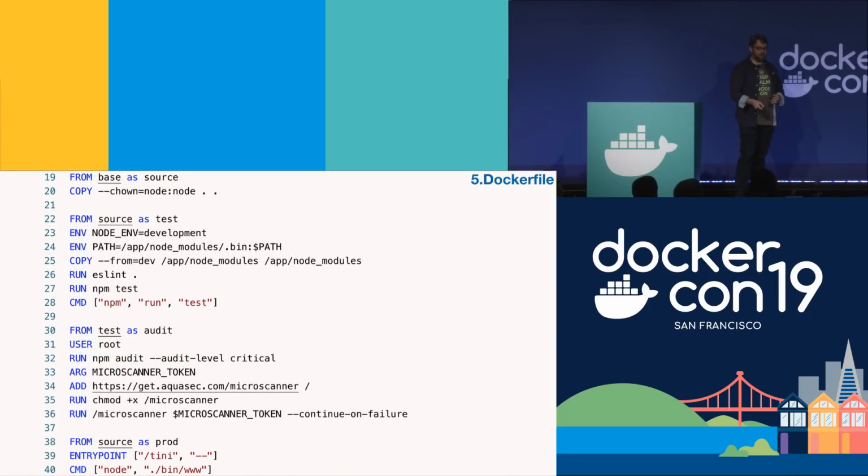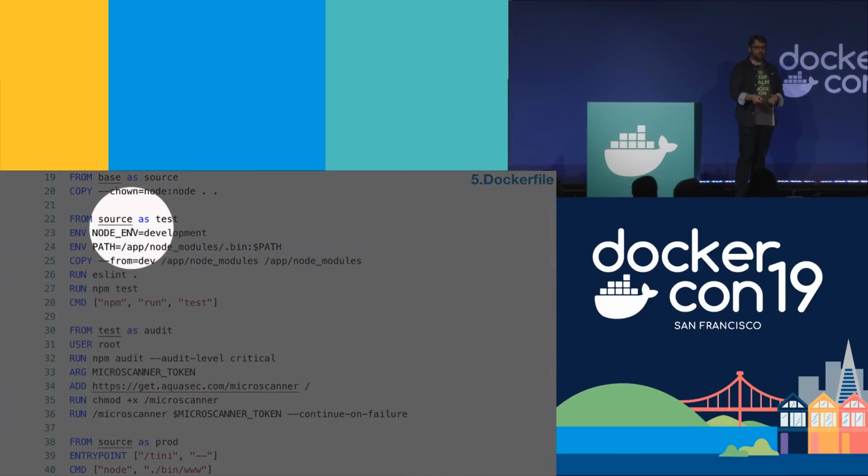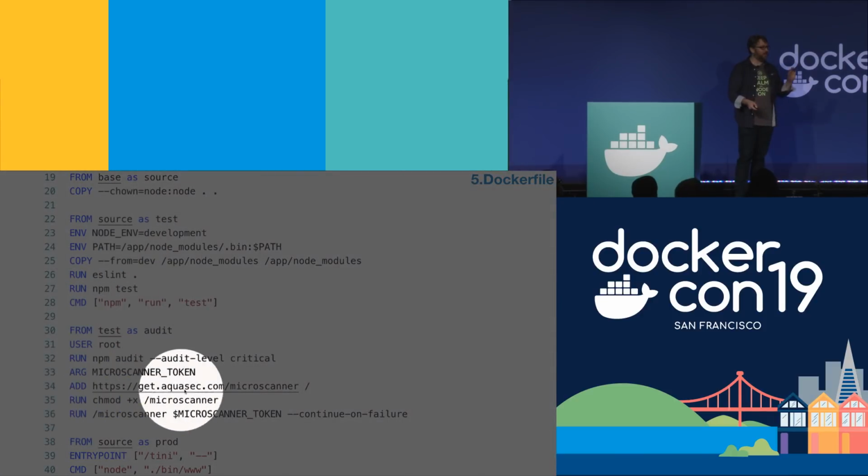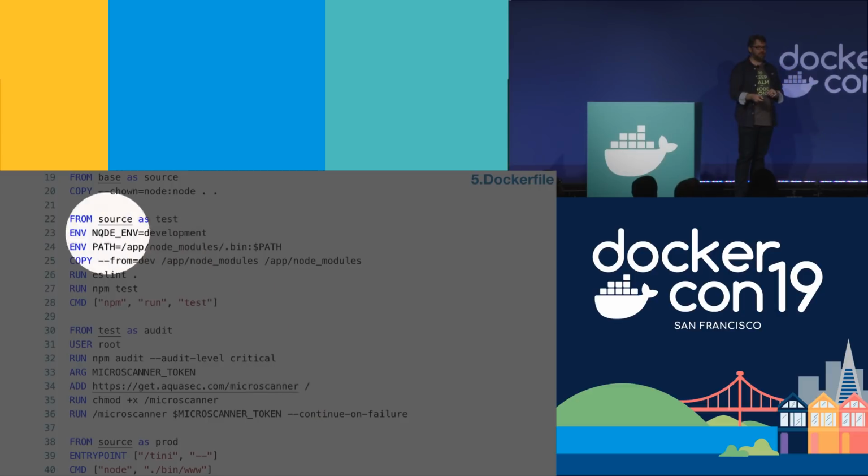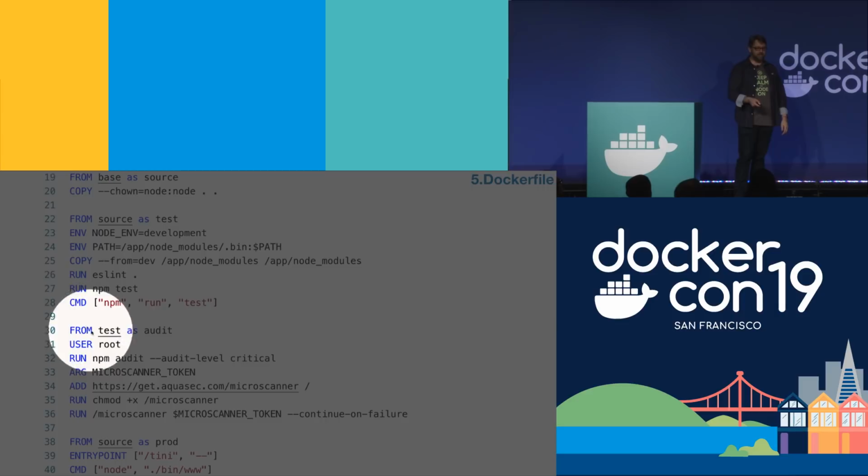And so now I have this audit one, and the audit one depends on the test one. So if I try to build and I target this stage, it will first build this one, right? So the dependency order matters. And it will then come down here. You notice it actually changes the user back to root because I need to be root to do these things.